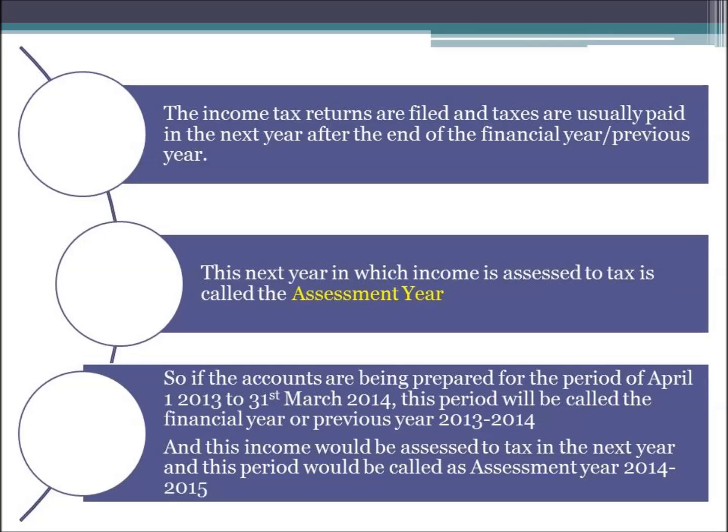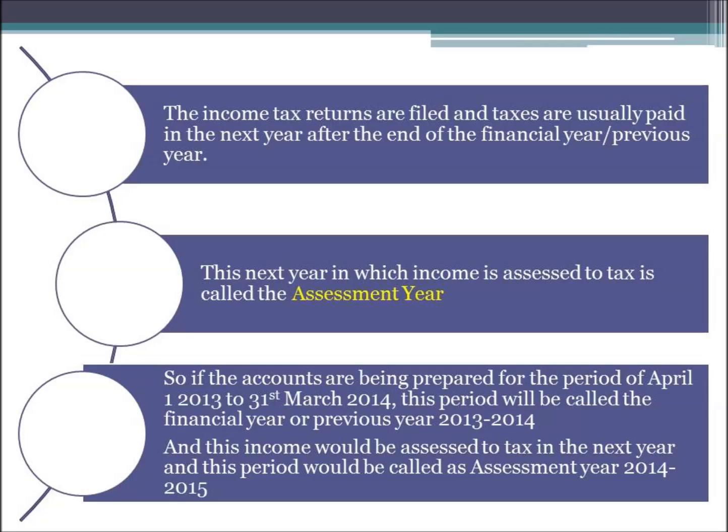Now, suppose we have prepared our income statements for the year starting from 1st April 2013 to 31st March 2014. My income statements are prepared for this previous year, starting from 1st April 2013 and ending on 31st March 2014. So I will be liable to file my income tax return following the financial year or the previous year 13-14. This next year in which income is assessed to tax is called the assessment year. So the assessment year for the income earned between 1st April 2013 and 31st March 2014 will be the year 14-15. That will be the assessment year for the previous year 13-14.